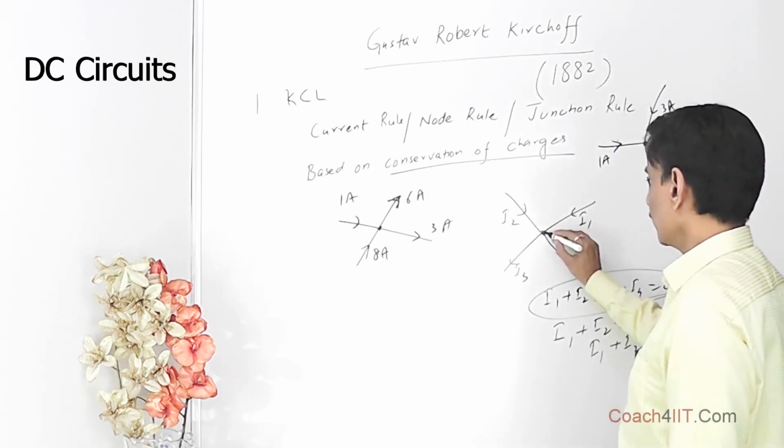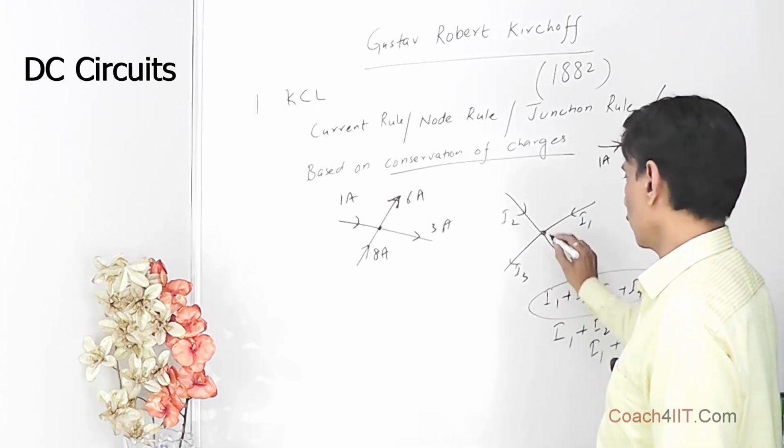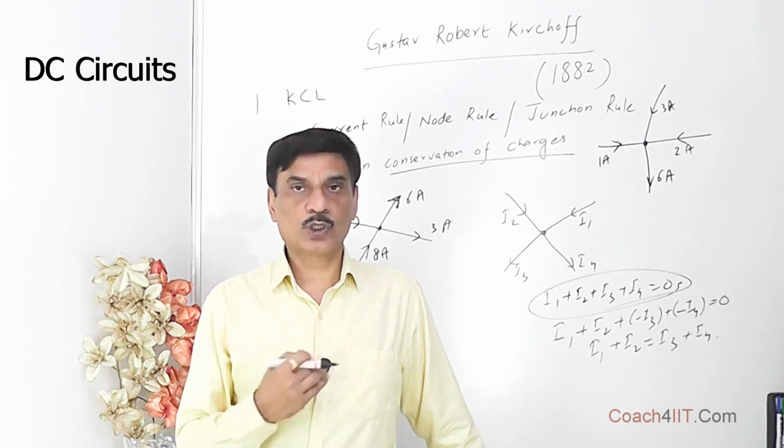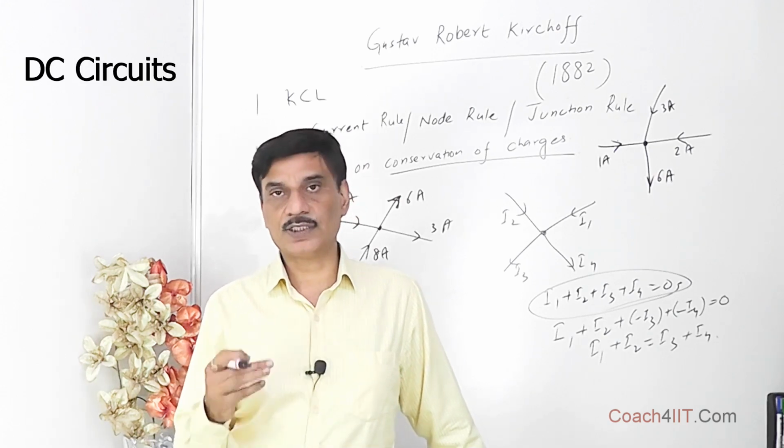That is the total current. There is no accumulation of charges over here. There is no accumulation of current. So whatever current is approaching the junction, the same current should be moving away from the junction. That is Kirchhoff's current law.